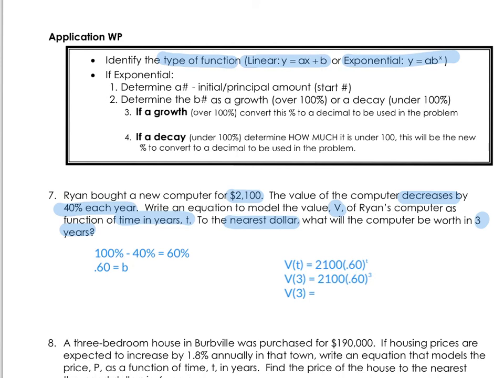And we get 453.60. But they asked me to determine the value after the 3 years to the nearest dollar, like I highlighted up there. So my answer is going to be $454, since that's rounded to the nearest dollar from my answer. So my final answer is the 454.